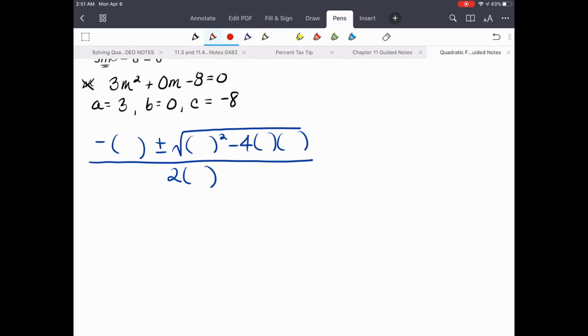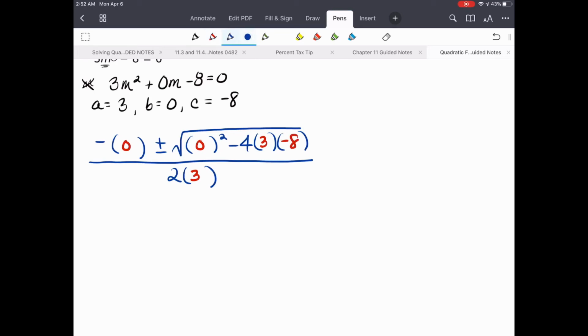Okay, so I went ahead and wrote the quadratic formula, but instead of the letters, I wrote just parentheses. So the b is 0, the a is 3, and the c is negative 8.